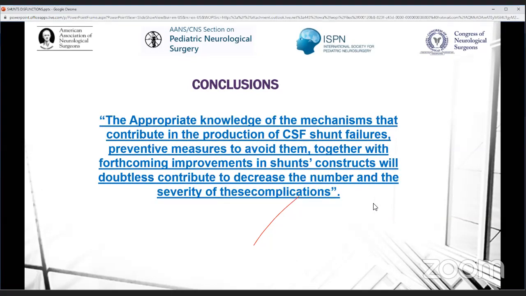So the final conclusion: we see that appropriate knowledge of the mechanisms that may contribute to cerebrospinal fluid shunt failure, and preventive measures to avoid them, together with forthcoming advances, will doubtless contribute to decrease the number and the severity of the complications. So this is something that we must think about always when we see these kinds of patients.